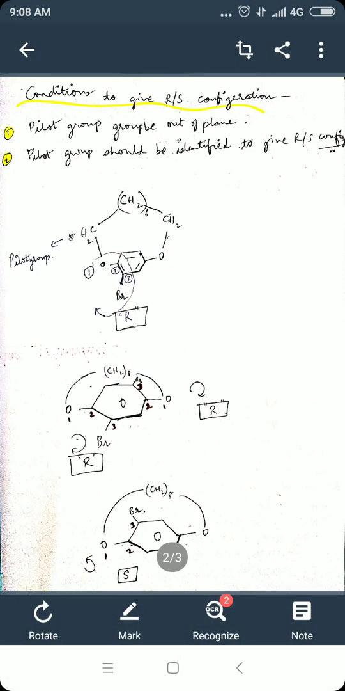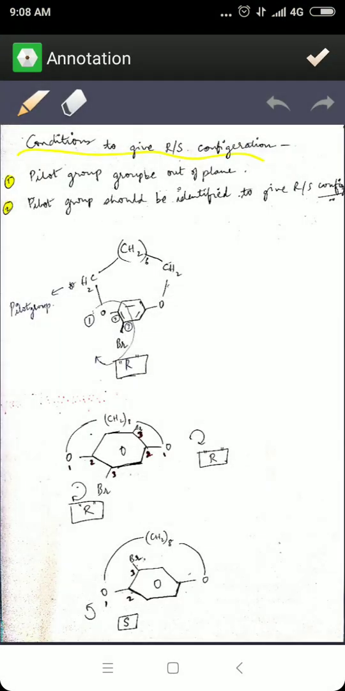Next, let us look at some conditions to give R and S configuration. So first, let us look at the pilot group. When I say pilot, you can know the meaning of pilot is the one who views from above. So one who drives an aeroplane is called a pilot because he can view from above. He can look at the situation below on the land.